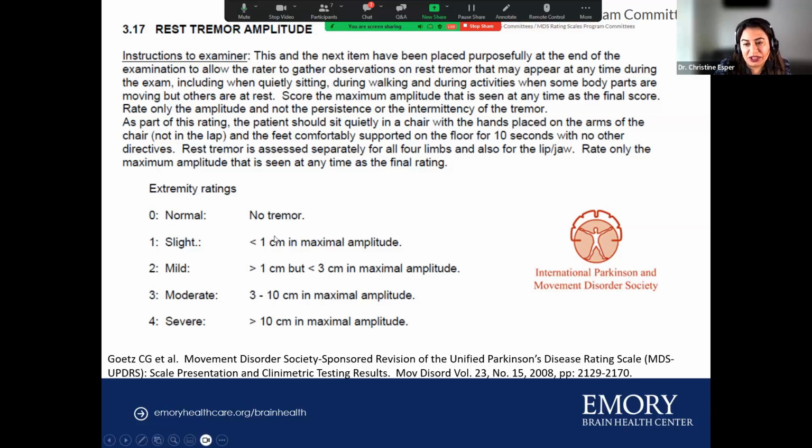For example, if a patient is near 1 centimeter, a patient can be rated as a 1 or a 2, or perhaps the tremor can be near 3 centimeters, could be a 2 or a 3. So some subjectivity and also some intra-rater variability with this scale.